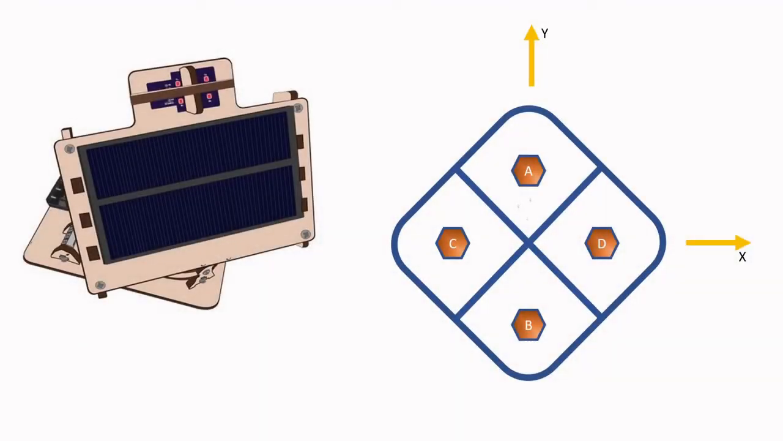The structure of our device: there are 4 LDRs separated by walls. If the sun is directly above these sensors, all the sensors get the same sunlight and nothing will happen.